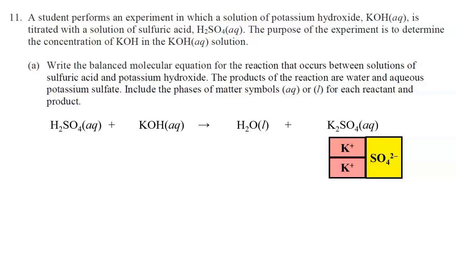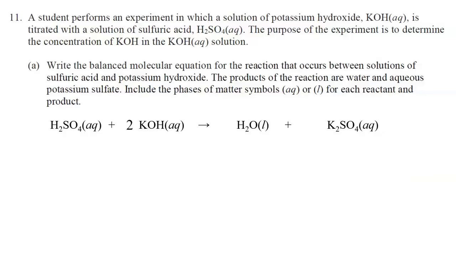Now we have to balance the equation, so we need 2 potassium atoms on the left, and then we have a total of 4 hydrogen atoms on the left, so we need 4 hydrogen atoms on the right. So again, the coefficients are 1, 2, 2, and 1 from left to right. Okay, that is the correct answer to part A. Let's move on to part B.